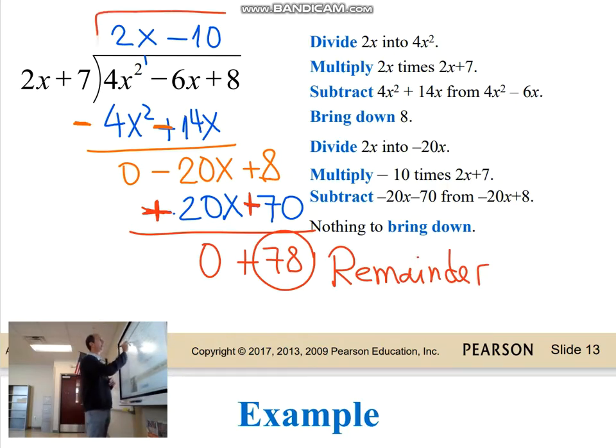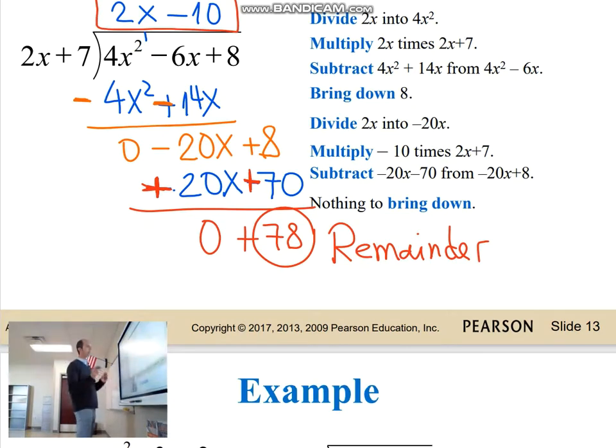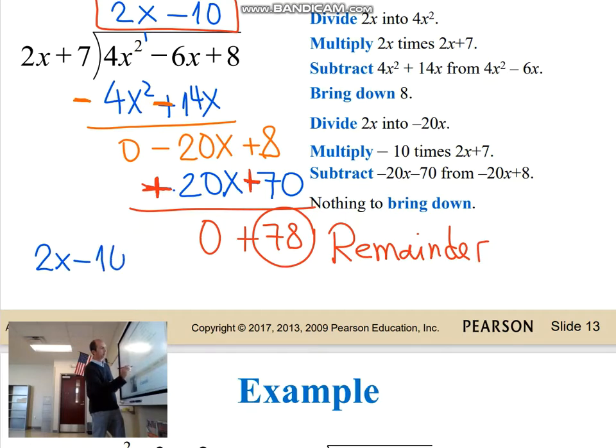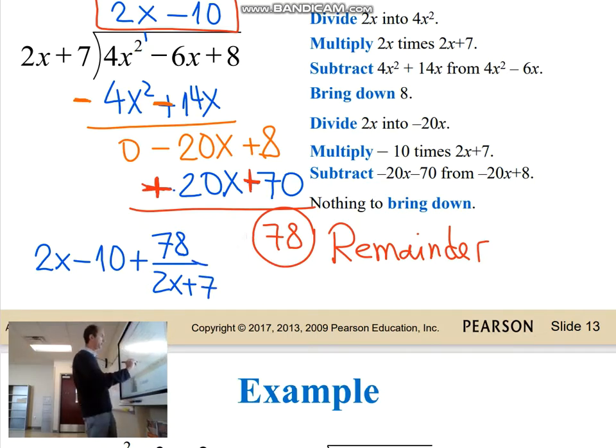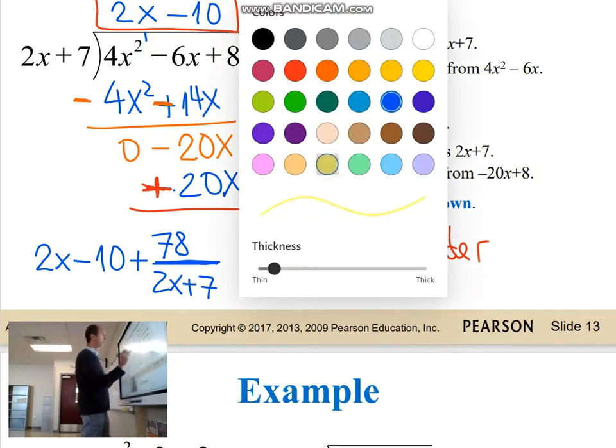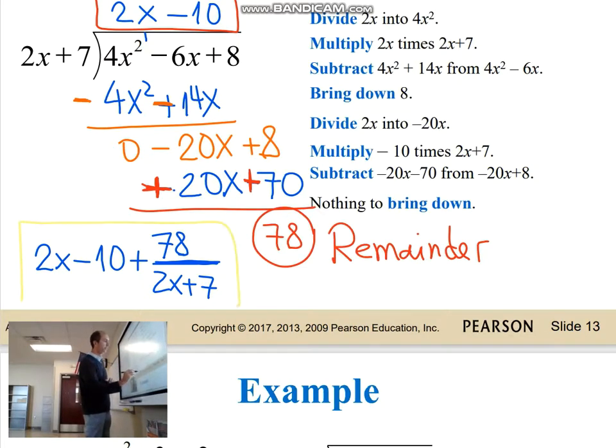This is the result of the division. The complete result of the division is going to be, let me write here, 2x minus 10 plus what? The remainder, 78 divided by 2x plus 7. And just open some space here. Yeah, this is the complete answer, the result of the long division we just have finished.